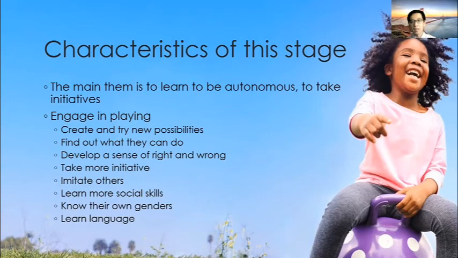Yeah, so these are the characteristics of early childhood. The major thing is to learn how to gain independence, how to be autonomous, how to take more initiative. Any effort they make is to achieve this goal. So if you have a chance to observe early children, children at this age, they're just like that.